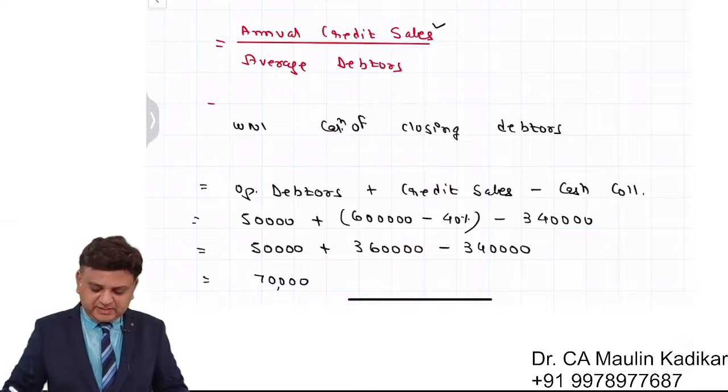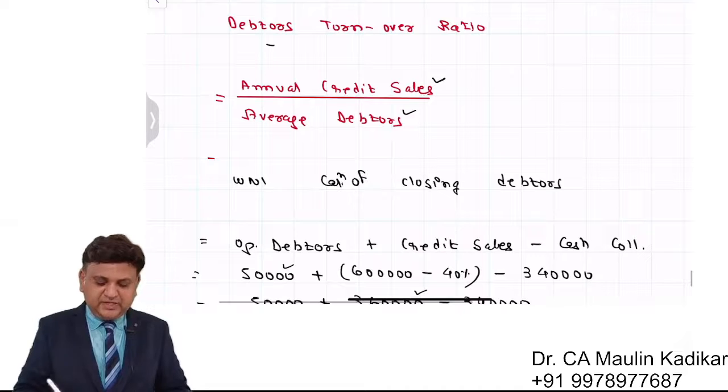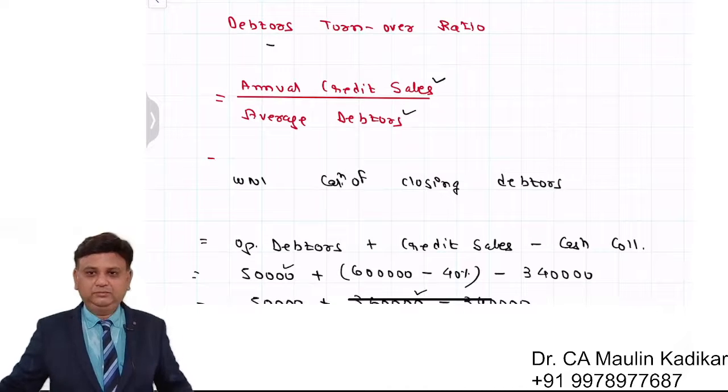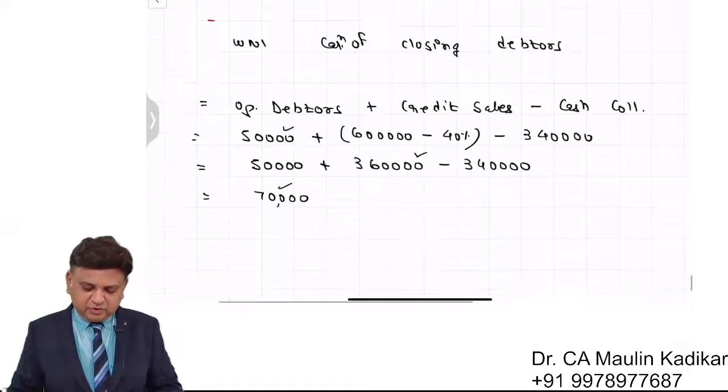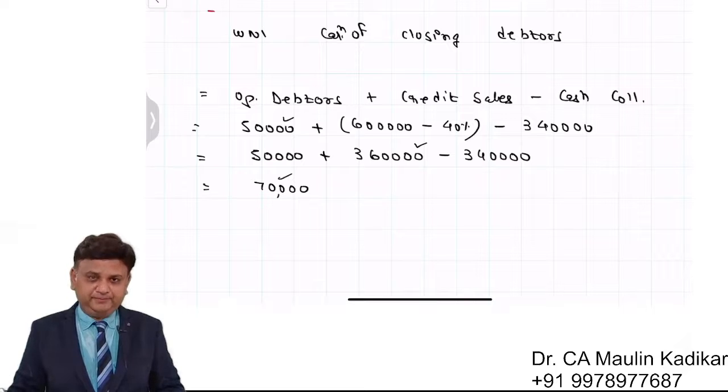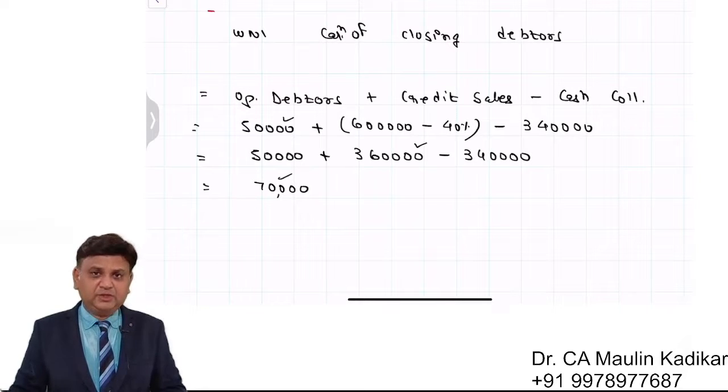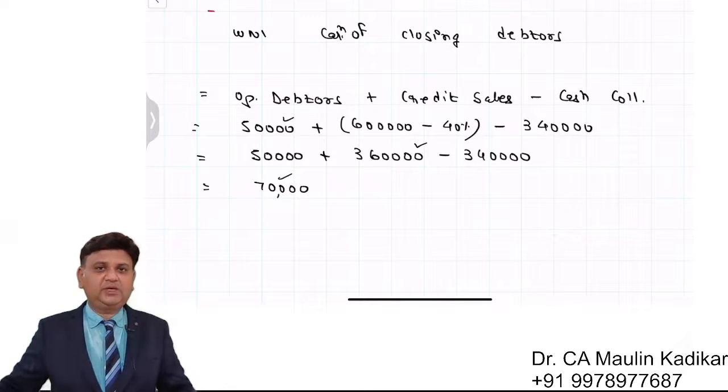So we have the credit sales, an amount of 3,60,000. For average debtors, we'll take the average of 50 and 70 to make the calculation of the debtors turnover ratio. I request all of you to write down this working note number 1, and then we'll proceed further. Please write this working note.